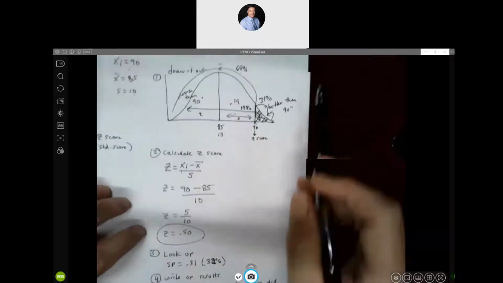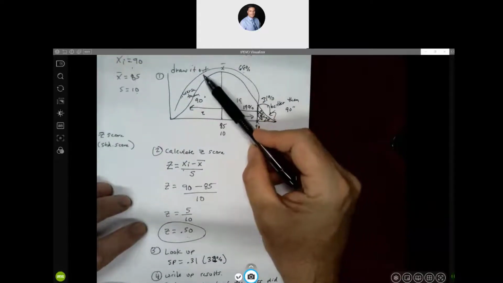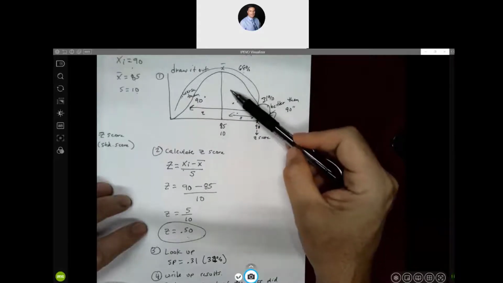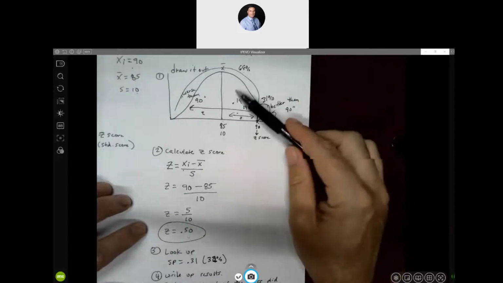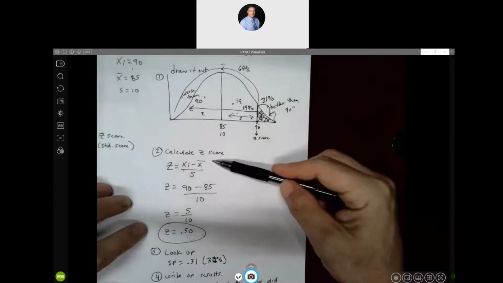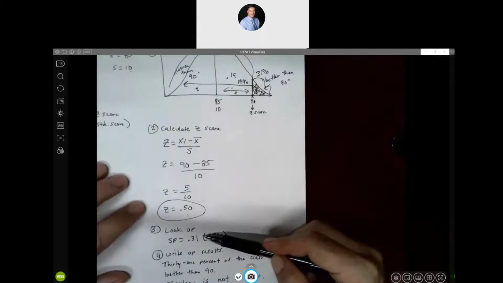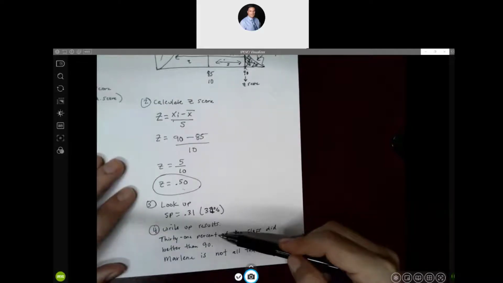So there were 3 steps that we did. The first step was draw it out. Always draw out what you're interested in. Always. From here to the end of time. Draw out what you're interested in. The second step is calculate the standard score. Calculate a z-score. The third step is to look up the proportion or percentage of scores that you're interested in. And then your fourth step is always write up your results.